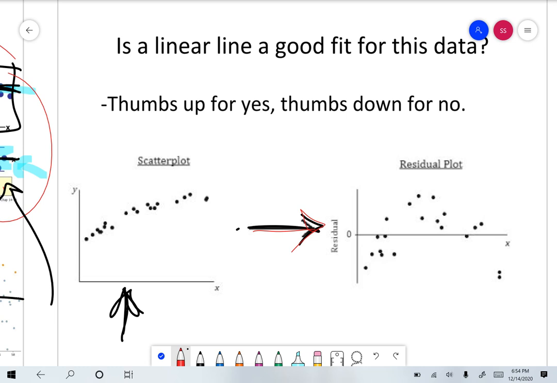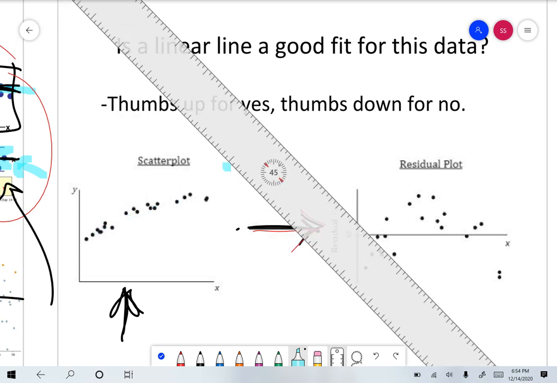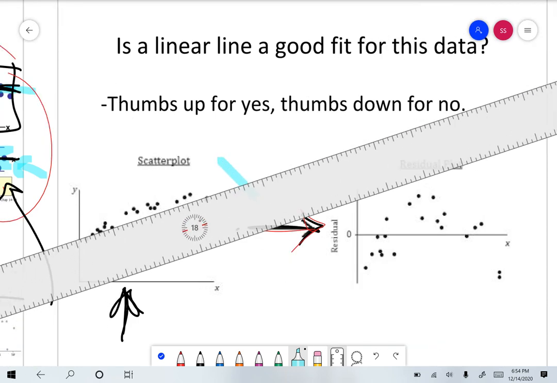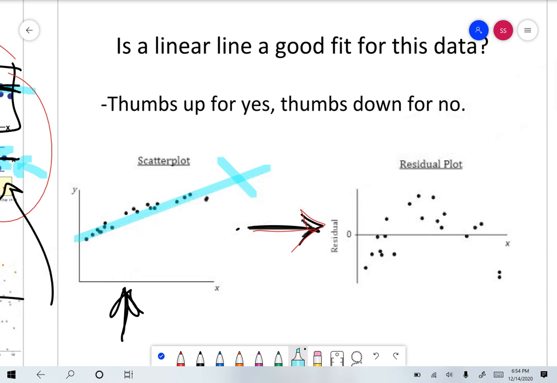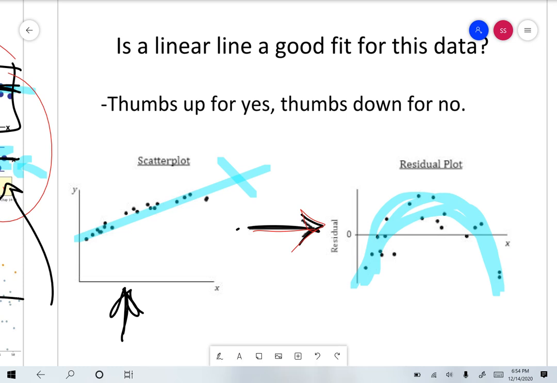Okay. So let's walk through this. You'll notice that the data does look pretty linear, right? That was not a straight line. The data does look pretty linear there, something like that. But when we zoom in on the residual plot, what's happening? There's a very clear arc happening, which means that the data was actually not linear.